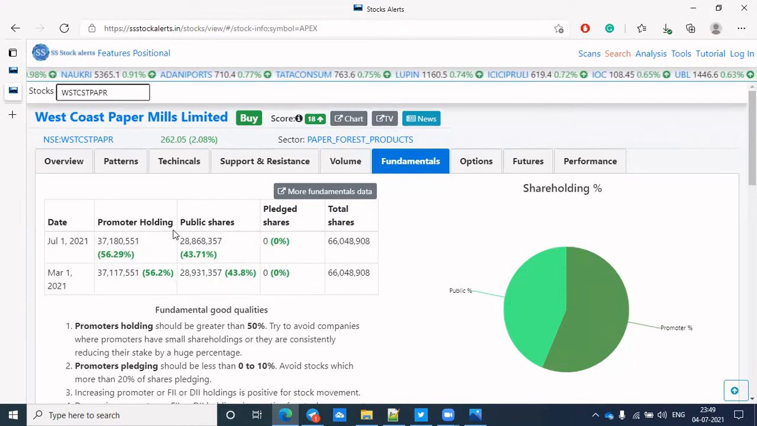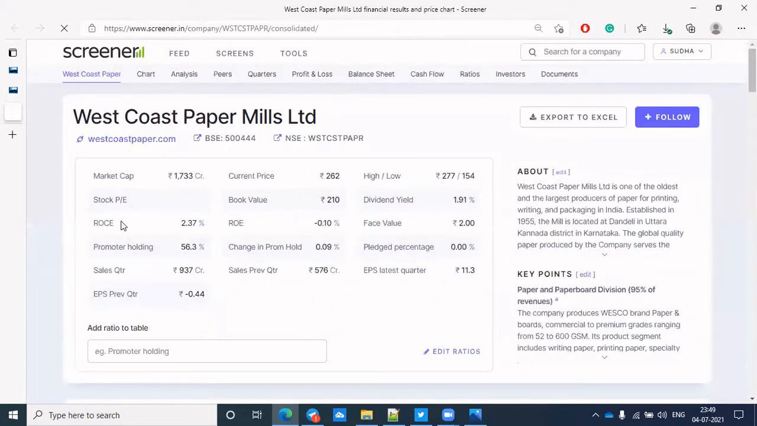If you still want to go ahead with the quarterly results, just click on this fundamentals data. Since our side doesn't have the fundamentals, we are just going with the screener. See, last quarter it was 576 crores, and this quarter it has 937 crores. Fantastic quarterly results, so definitely it will be a good one. And EPS, earnings per share, last quarter was minus 0.44 and the latest quarter is 11. So these are fantastic quarterly results, and even the promoter holding increased.